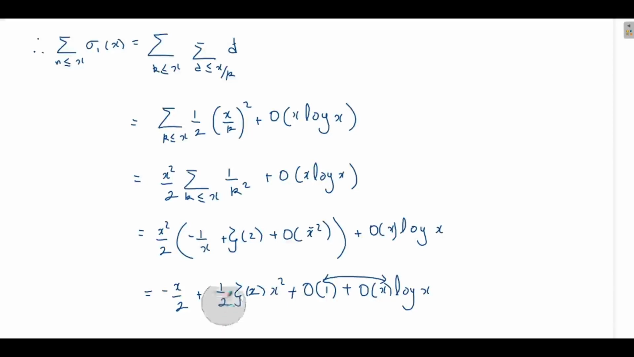Okay, I have made a mistake here. Just to recorrect this, x log x. Okay, so this will be minus x by 2. Another thing which you can also notice is that minus x by 2 is big O of x, which is big O of x log x. So all these three will combine to give us big O of x log x. So we will get half of zeta of 2 x square plus big O of x log x. Okay, and this proves our result.